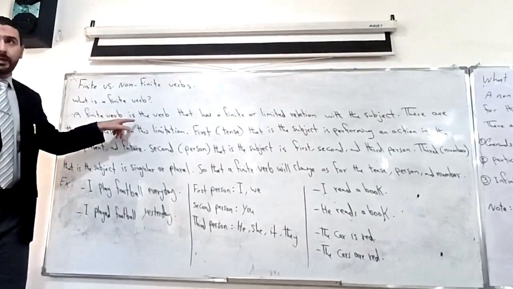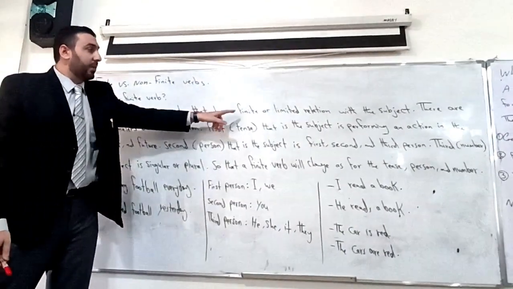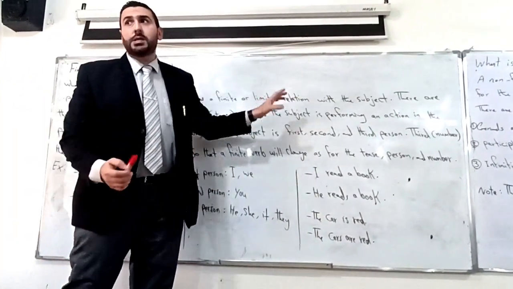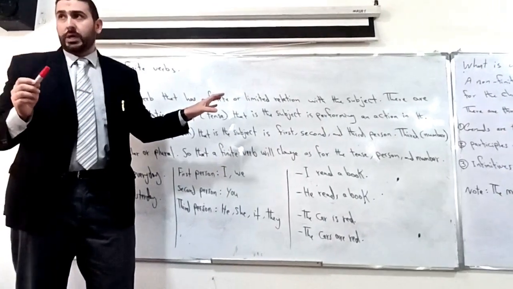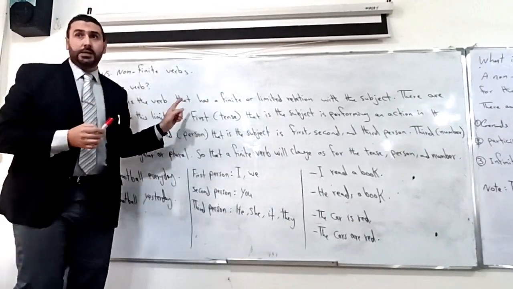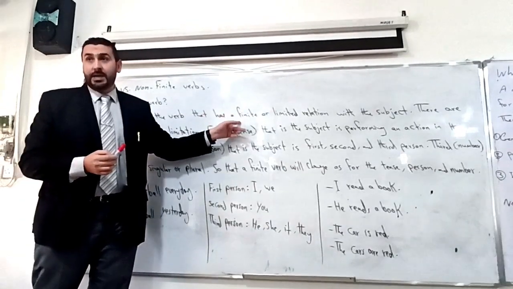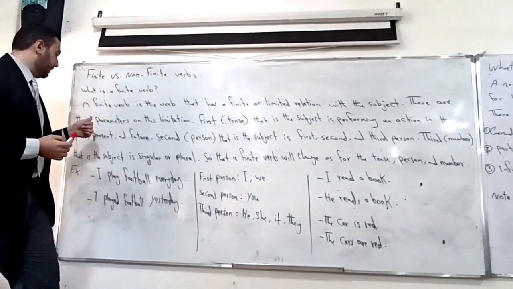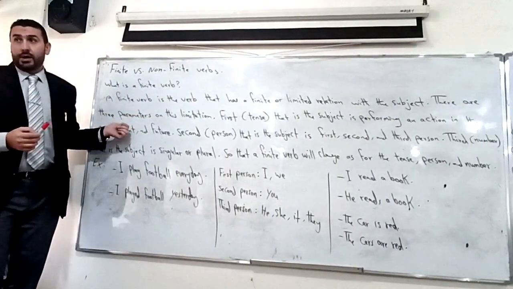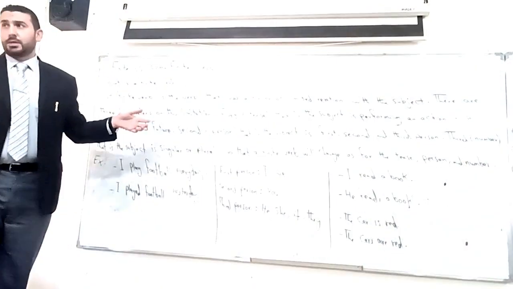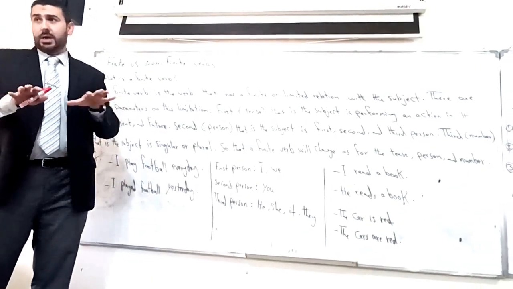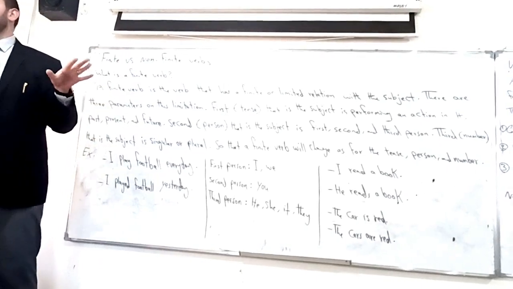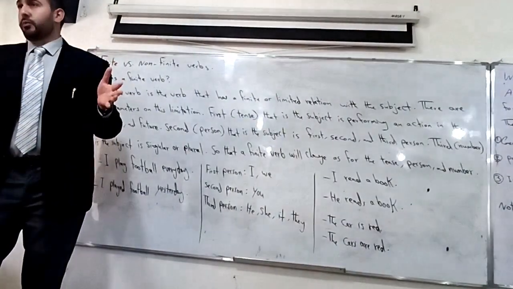A finite verb is the verb that has a finite or limited relation with the subject. This is a very important definition. You have to memorize it. A finite verb is the verb that has a finite or limited relation with the subject. There are three parameters. What is meant by parameters? It means dimensions. So, when we talk about finite verbs, we can explain them in three different ways.